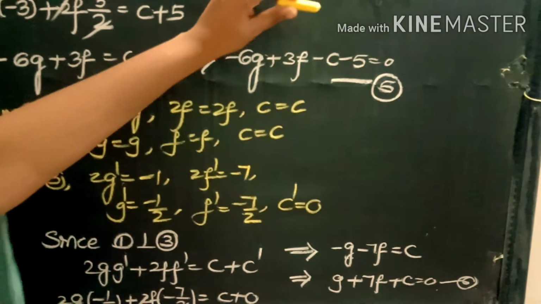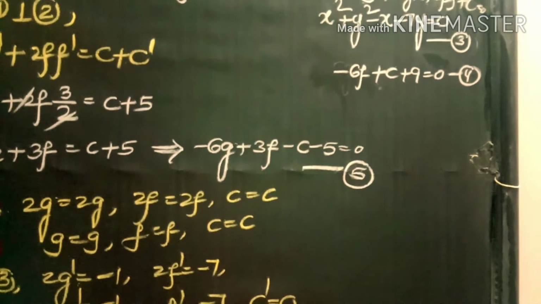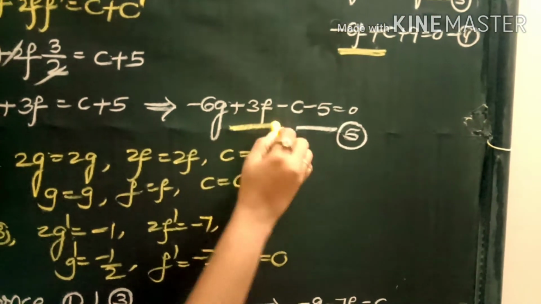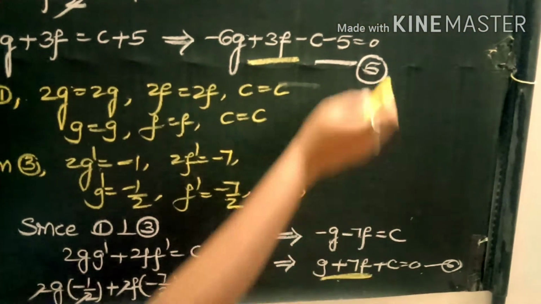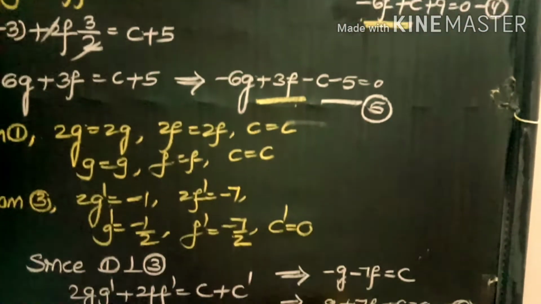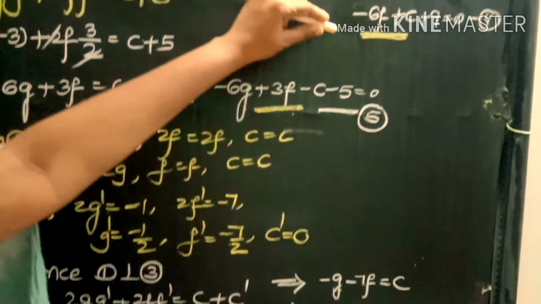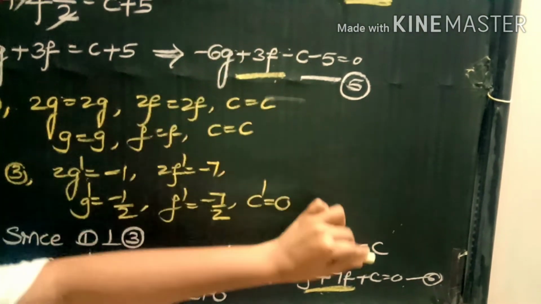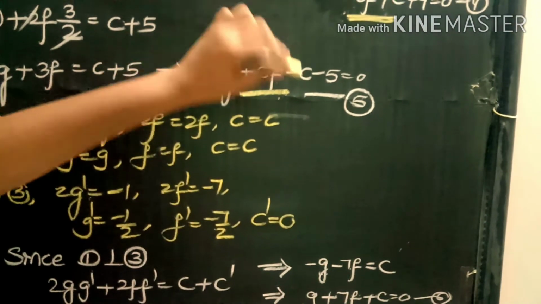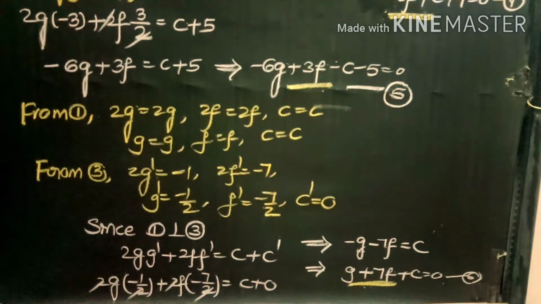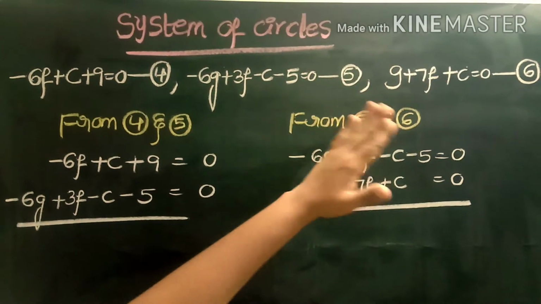Now we are solving the equations 4, 5, 6 to get the values of g, f, c. This is the fourth equation, this is the fifth equation, this is the sixth equation. Now to get the values of g, f, c, we are solving these three equations. So first, from the fourth and fifth equations we cancel the letter c, and from the fifth and sixth equations again we cancel the letter c. Next we are solving those two equations to get the values of g comma f, that is the procedure.